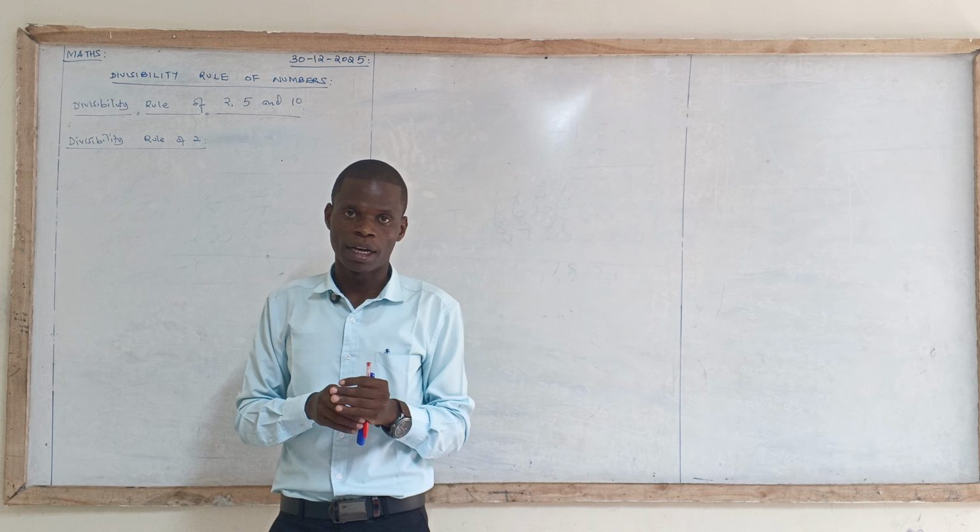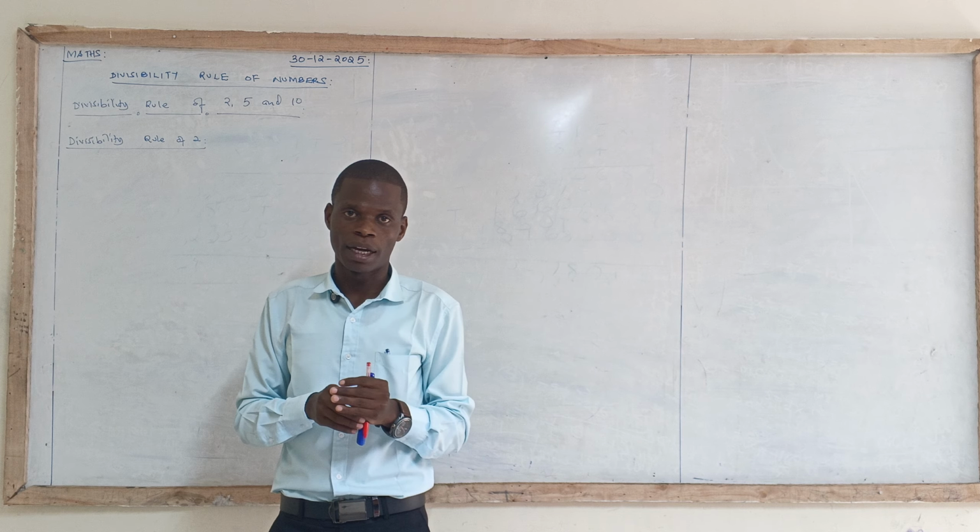So you're being told to check if these numbers are divisible by 2. What are you going to do? We are not being told to divide these numbers by 2. We are being told to test whether these numbers are divisible by 2. What will you do? When is a number divisible by 2? A number is divisible by 2 if the last digit is even. Or you can say if the last digit is 0, 2, 4, 6, or 8.